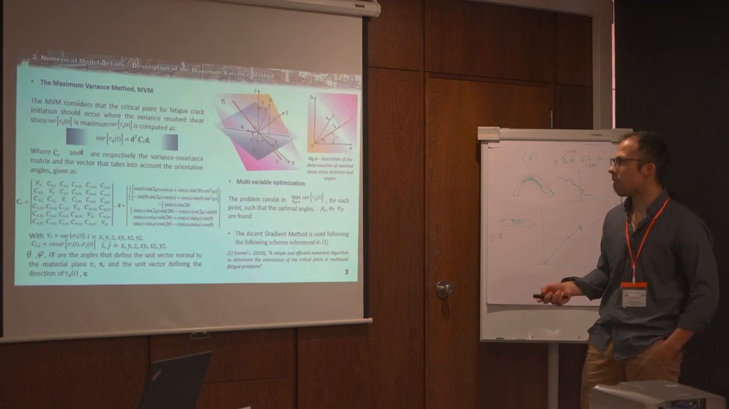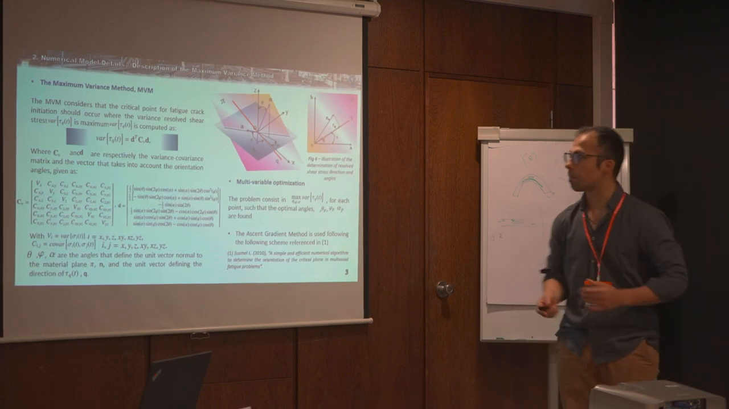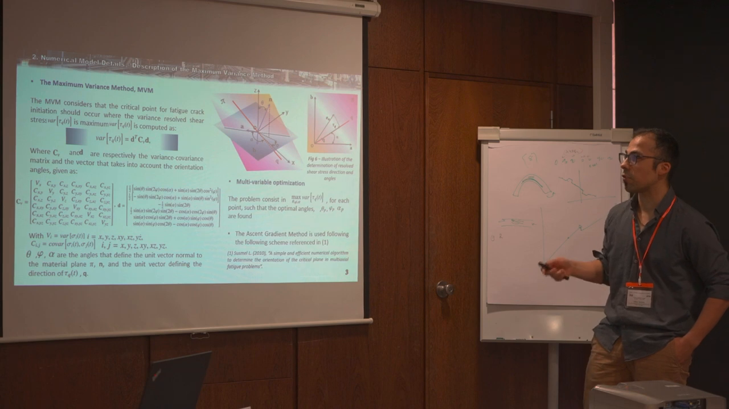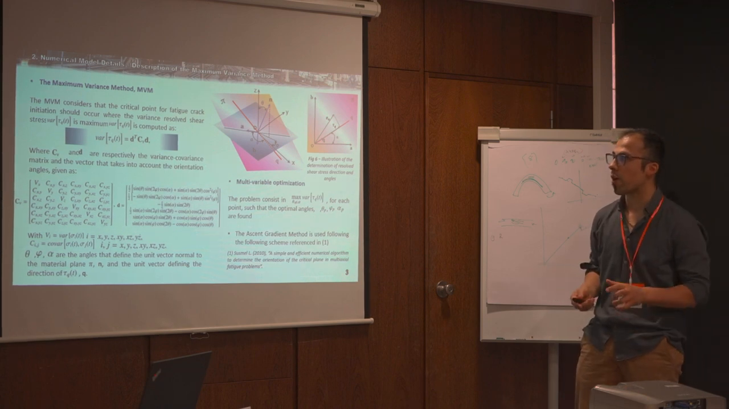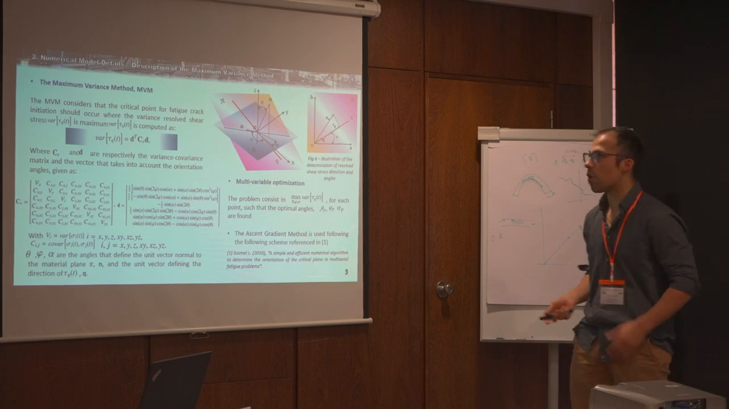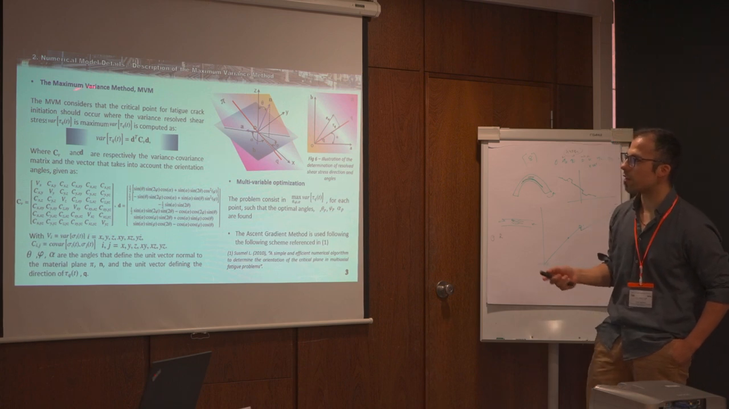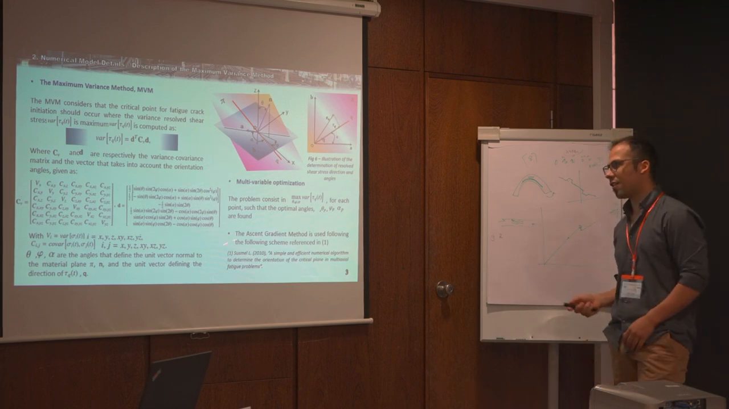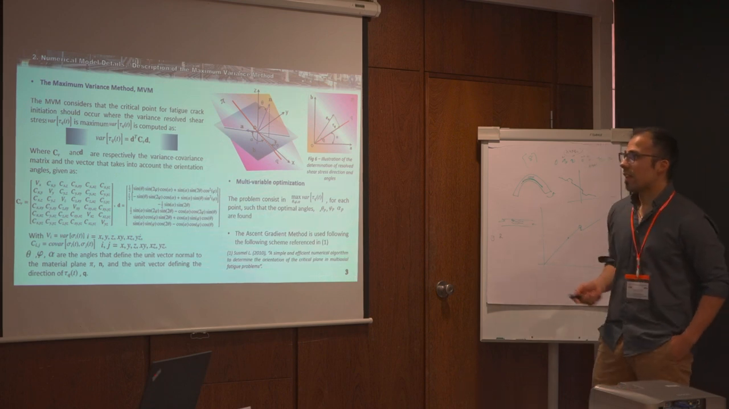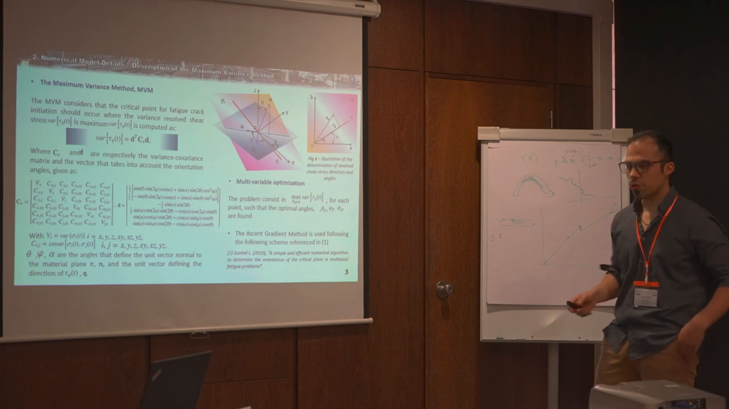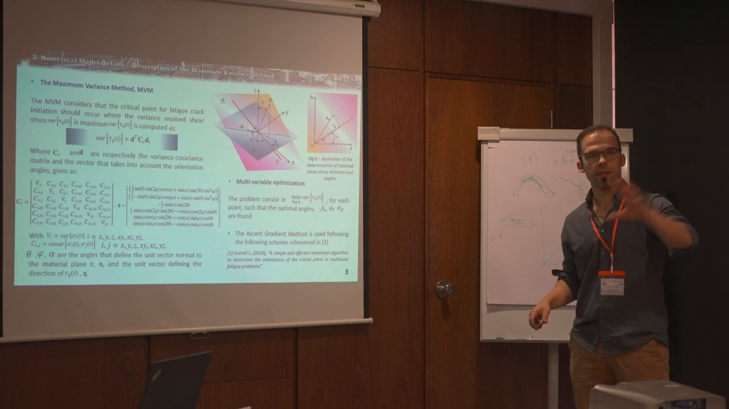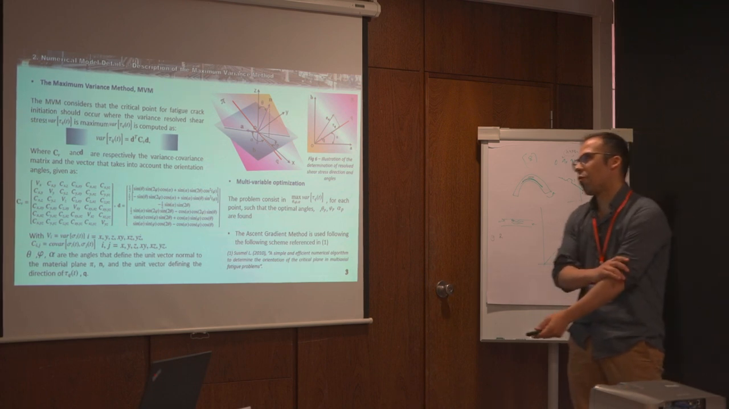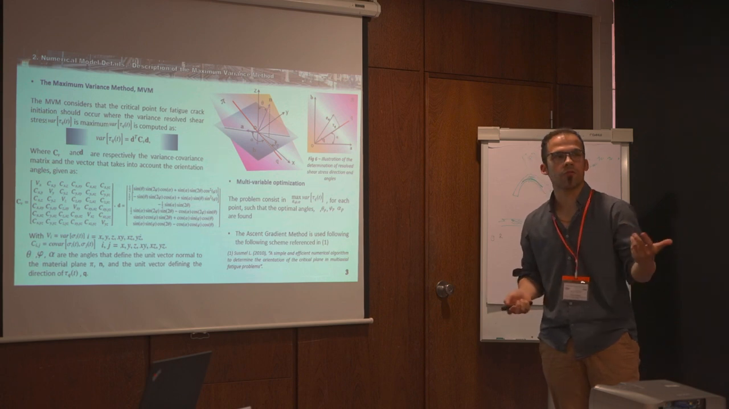The maximum variance method takes into account the critical points approach, where this method considers that the critical point of fatigue crack initiation should occur where the variance of the resultant shear stress is maximum. We have this formula to calculate the variance of the resultant shear stress. This formula is well demonstrated in this paper. It's really simple because we just need to pick the collected data and calculate the variance and covariance matrix of the stress, or, if you want, I guess we can apply it in the strain field.